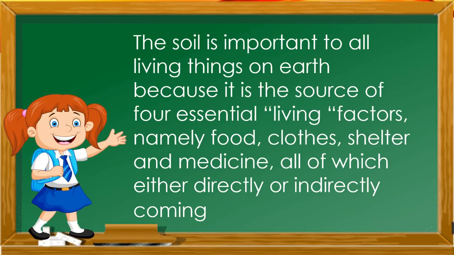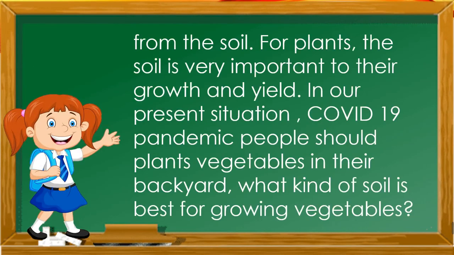The soil is important to all living things on earth because it is the source of four essential living factors, namely food, clothes, shelter, and medicine, all of which either directly or indirectly come from the soil. For plants, the soil is very important to their growth and yield. In our present situation, the COVID-19 pandemic, people should plant vegetables in their backyard. What kind of soil is best for growing vegetables?